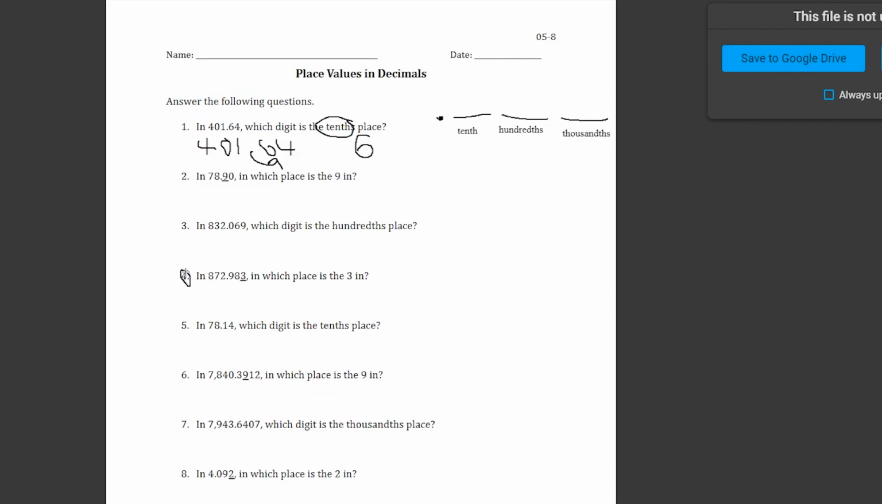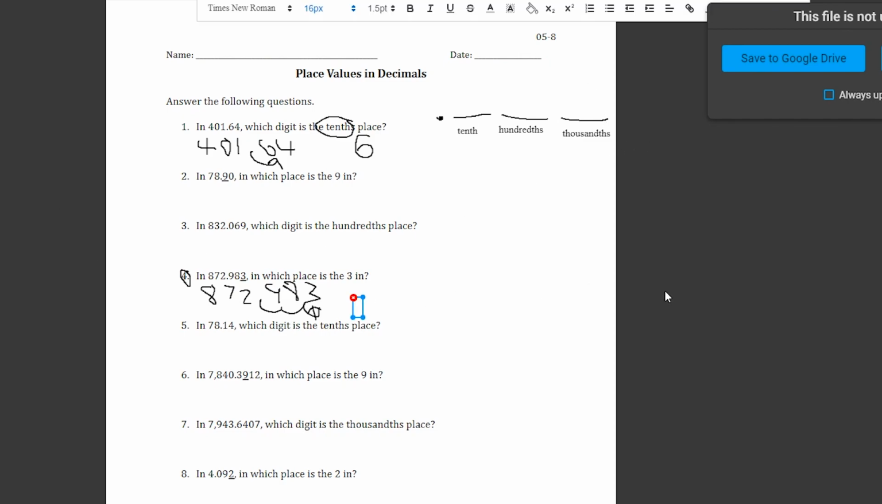Now for number 4, we are being asked in 872.983, which place is the 3 in? So we're looking at this 3. We go to the right 1, 2, 3 times to reach the 3. And if we look up here, we see that when we go 3 to the right, it is in the thousandth place. So for number 4, we can say that 3 is in the thousandth place.